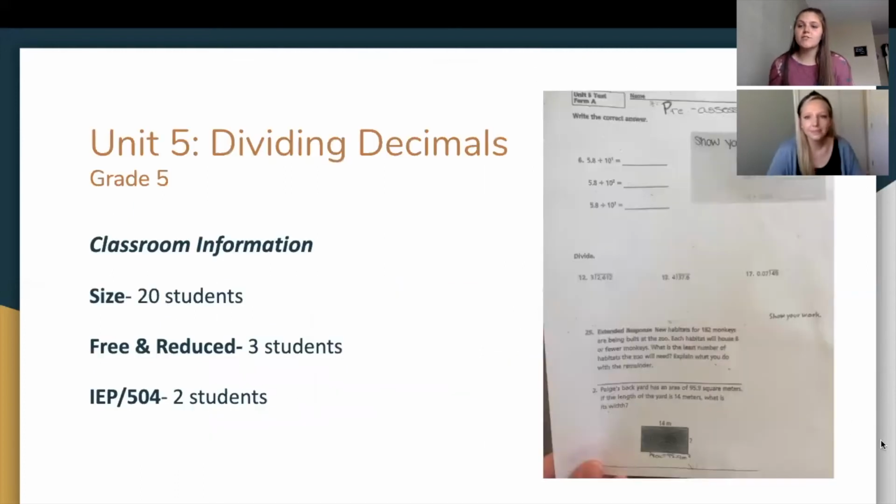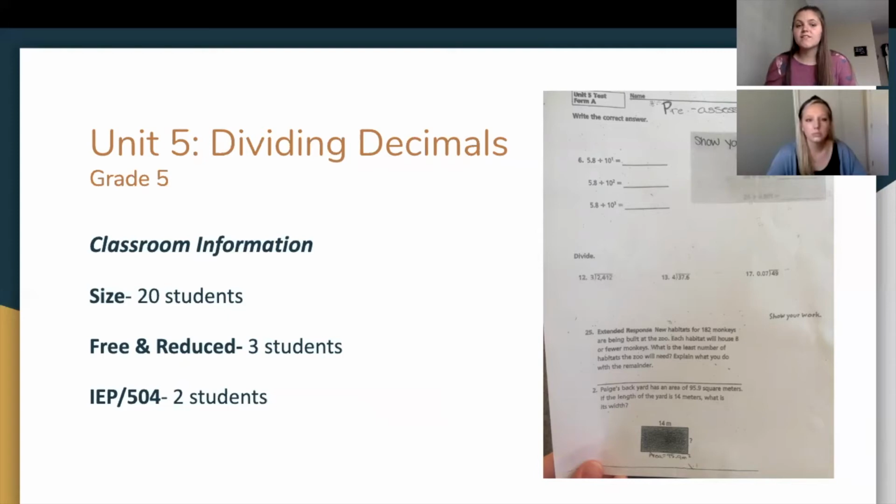Okay, so for this unit that we taught in fifth grade, as we've mentioned before, the unit was Unit 5 on dividing decimals. The specific class that we were looking at today involved 20 students. 3 of those students were on a free and reduced lunch plan. This basically means that their families were in a low enough income bracket that the state had decided to help support those families by providing either free lunches or lunches at a reduced price.